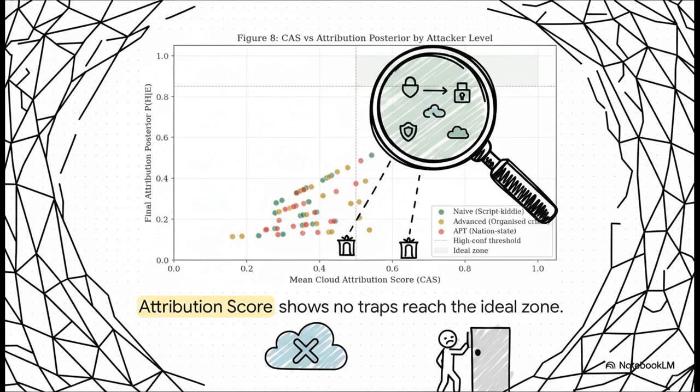But the data also reveals a really hard truth about cloud defense. When we plot out the ideal zone for high-confidence attribution, basically that top-tier perfect evidence zone, it's completely empty. No dots at all. And this brilliantly illustrates an incredibly important honest null result from the research. It tells us that no single trap, regardless of how perfectly you configure it, reaches that high-confidence threshold on its own against advanced attackers. There's no magic bullet.